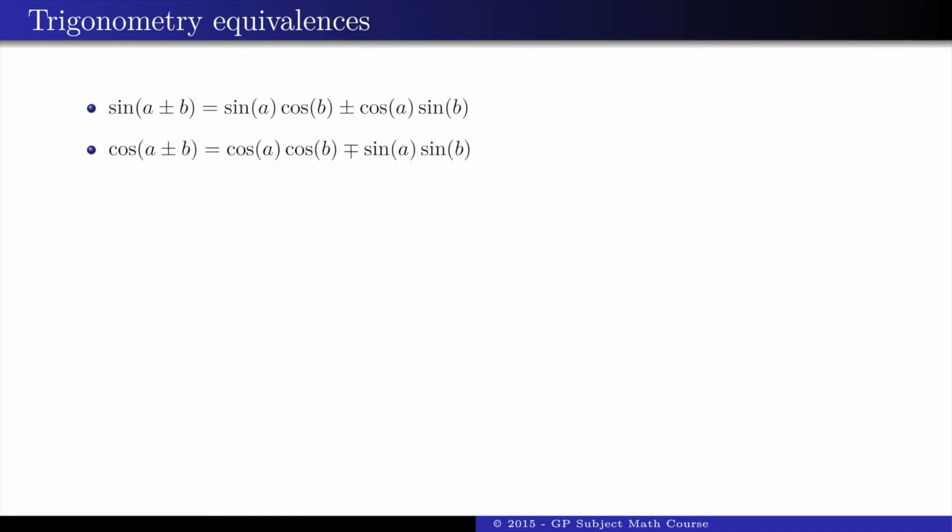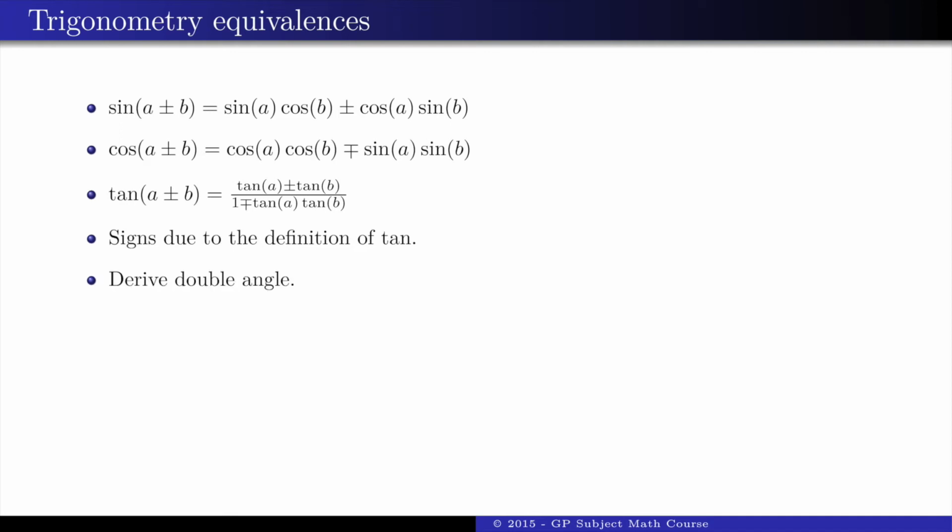So, we have these equivalences for sum of angles. You need to remember those, the signs at least. You can derive quickly by treating a minus b like a plus the angle of minus b. Then use the evenness of cosine and the oddness of sine. For tangent, you can derive the signs by the definition of sine over cosine. It is a worthwhile exercise to derive the tangent equivalence using the sine and cosine equivalences.